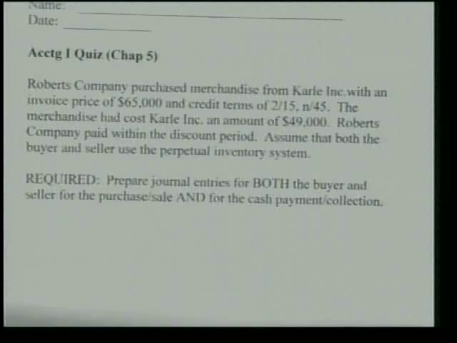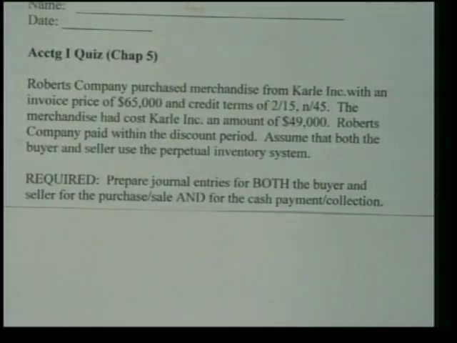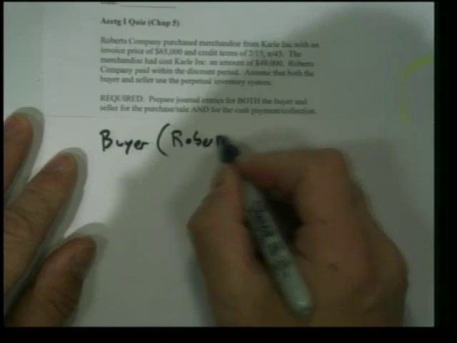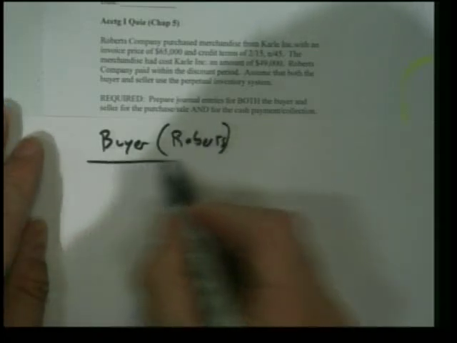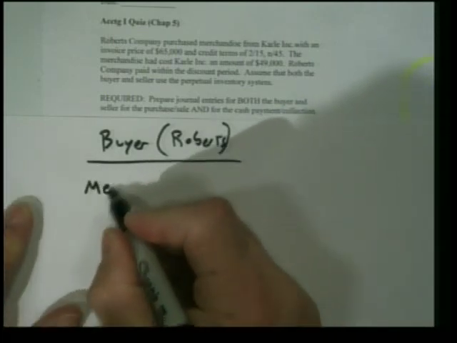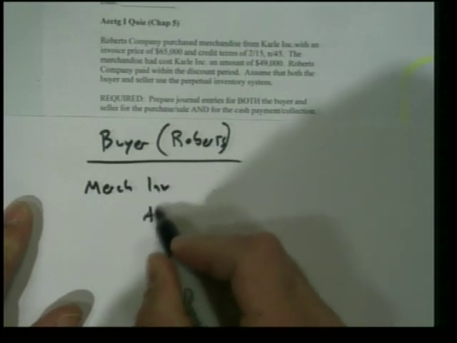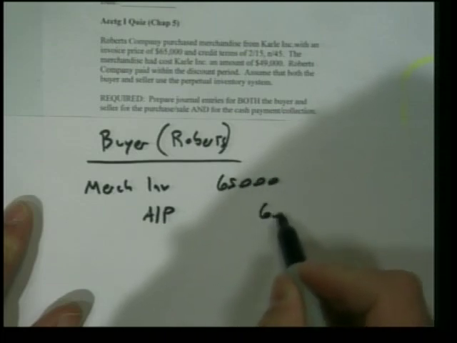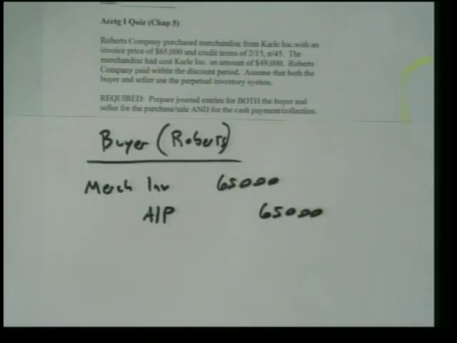All right. Well, first of all, let's shift into the mode of buyer first. Now, who is the buyer? Roberts. Okay. So let's do the buyer journal entries. Well, when they purchase the merchandise, they debit merchandise inventory and credit accounts payable for $65,000, right? So that's worth 2 points.